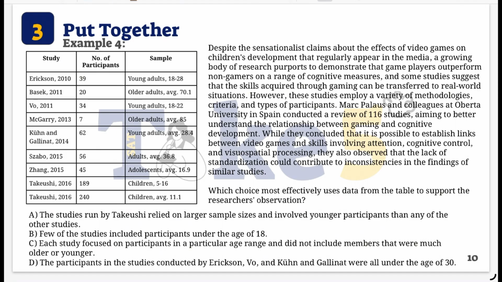It's located at the last sentence, telling us that the lack of standardization could contribute to inconsistencies in the findings of similar studies. What does lack of standardization mean? If you read backwards a couple sentences or even the entire passage, you can see that these similar studies employ a variety of methodologies, criteria, and types of participants. This means that these studies are very different from one another. This is the meaning of lack of standardization. They are not standardized or they are not uniform.